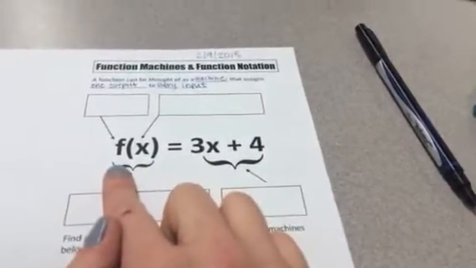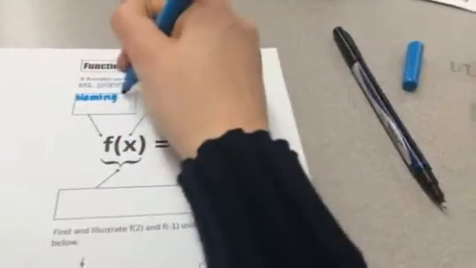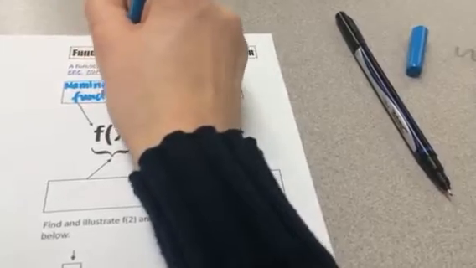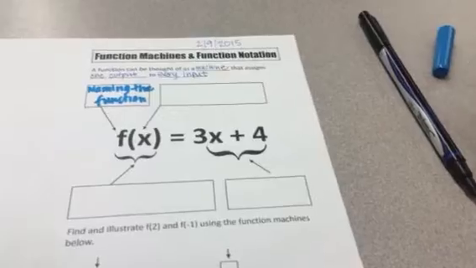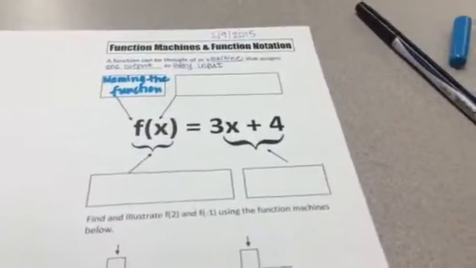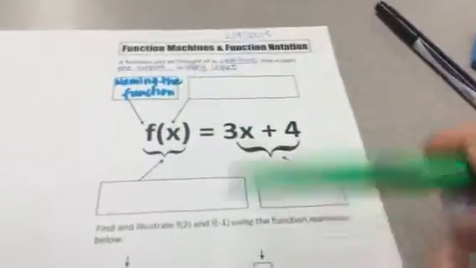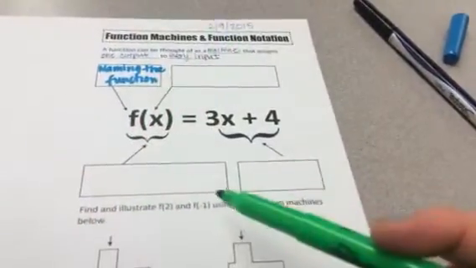If you remember, we call this f of x. And that f is naming the function. So we're going to give it a name. Today when I start talking, I'm going to call my f functions Frankie, just because it makes more sense and I can remember that I have to evaluate for Frankie, because in a little bit we're going to evaluate for two different functions.